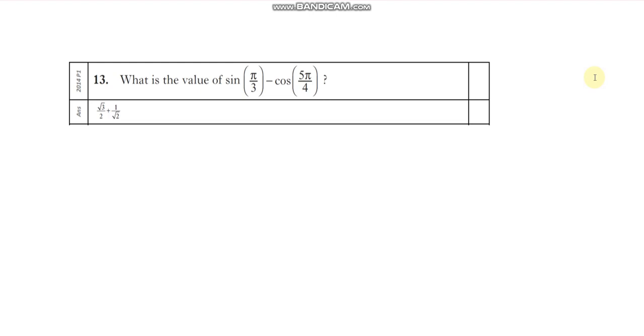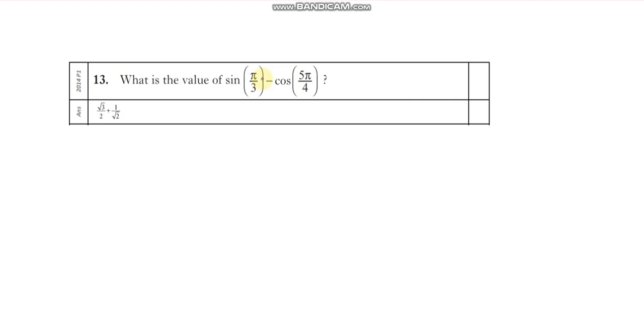The same themes come up over and over again. So we'll try and go through, I think I've got 6-7 questions lined up over a few videos, and by the end of that you should be getting into the process of how we do things. So what is the value of this? Now the first thing here to notice is that this is in radians rather than degrees.